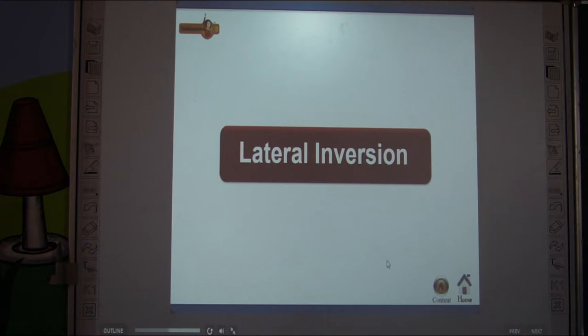lateral inversion. What is called lateral inversion? It is nothing but the phenomenon due to which the right side of the object appears as left and the left side of the object appears as right. That is, the image is inverted sideways. So it is known as lateral inversion.